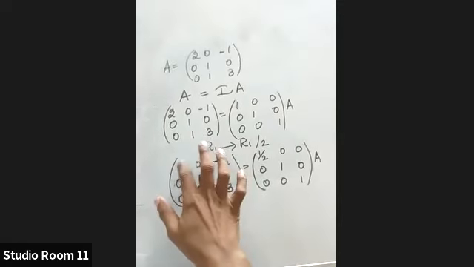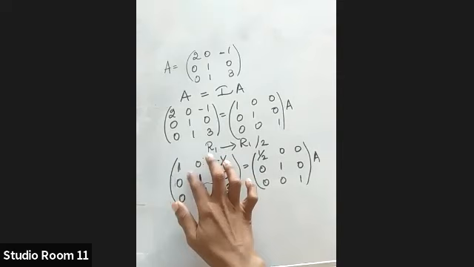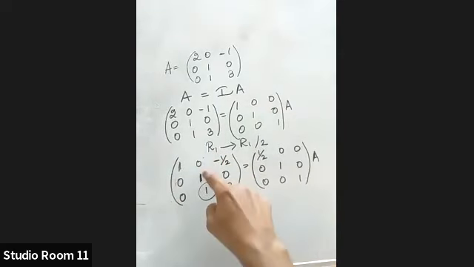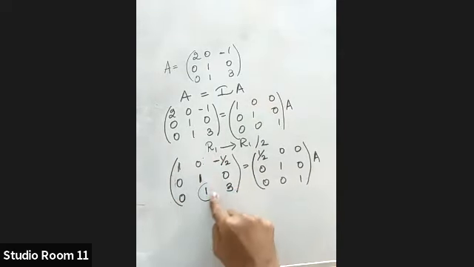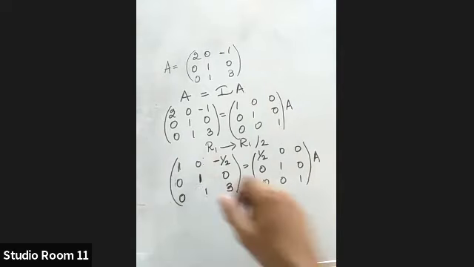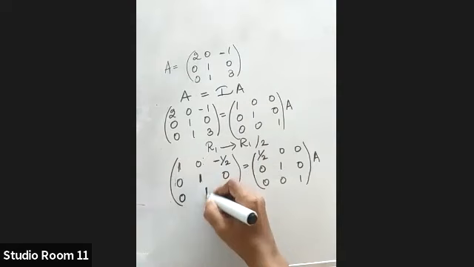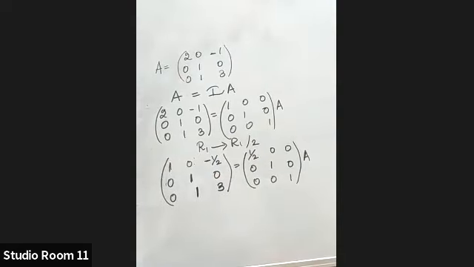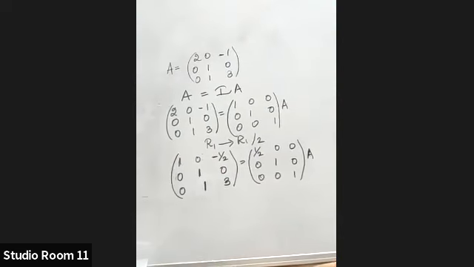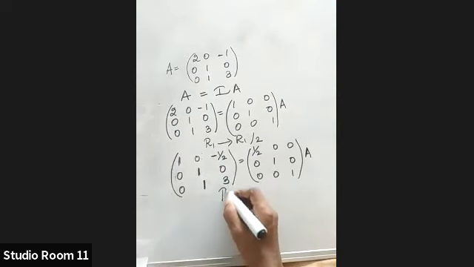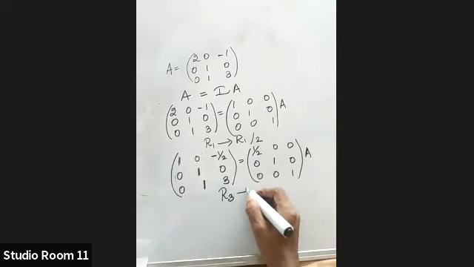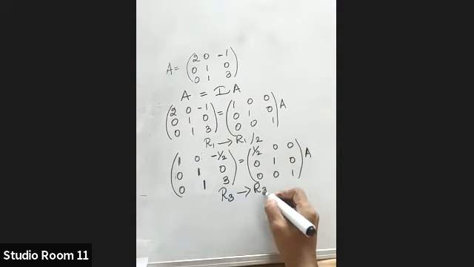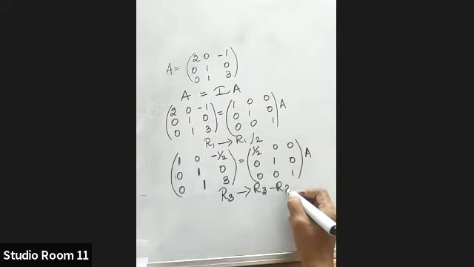Now, first row, first column is 1. These two are to be made 0. Now, second row, second column is 1. So now the remaining entries are to be made 0. Here it is 1. Here we want to make it 0. That means in which row we want to make 0? We want to make 0 in R3, isn't it? Changes are to be done in R3. R3 gets R3 minus R2. Is it okay?